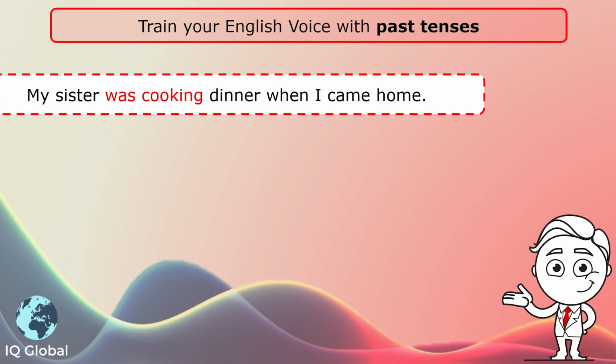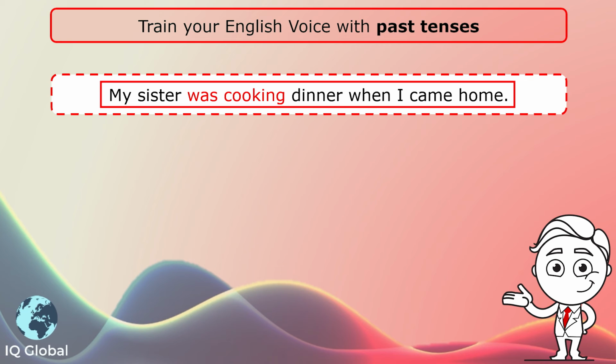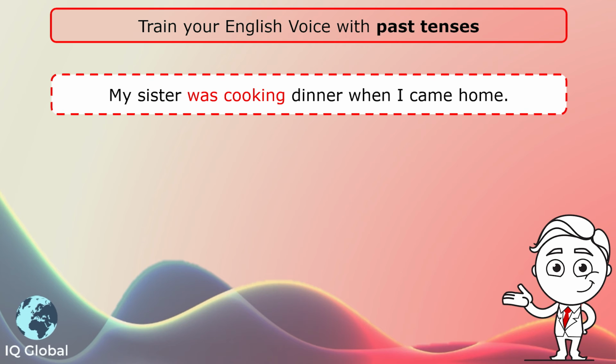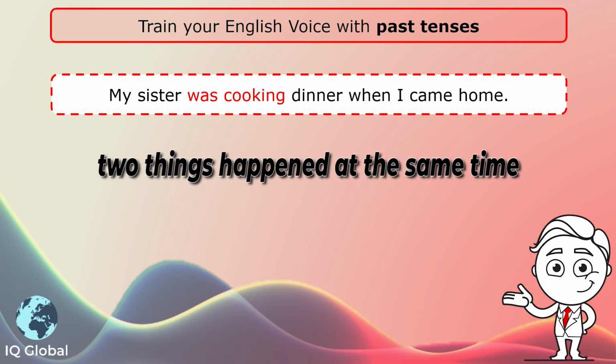This example, my sister was cooking dinner when I came home. So this is showing an action that is continuing or was continuing in the past. 2 things were happening. My sister was cooking dinner. The second action, when I came home, the 2 things happened at the same time.